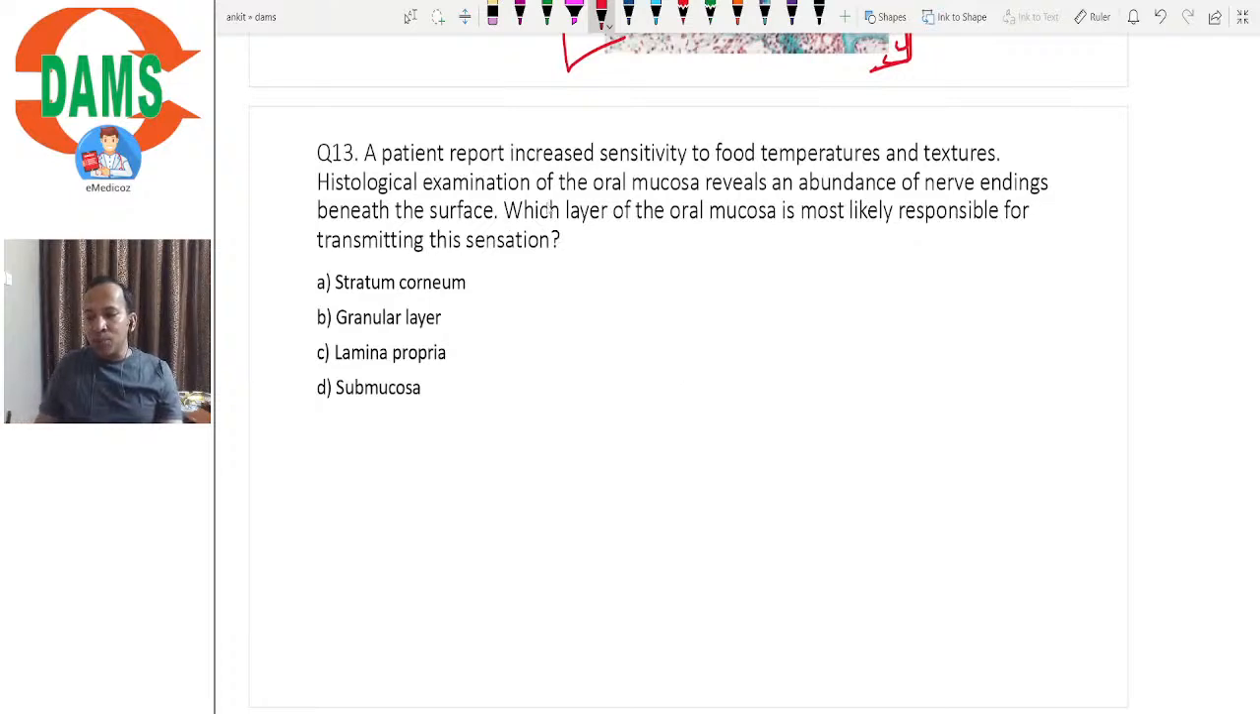A patient reports increased sensitivity to food, temperatures and textures. Histological examination of the oral mucosa reveals an abundance of nerve endings beneath the surface. Which layer of oral mucosa is most likely responsible for transmitting this sensation?